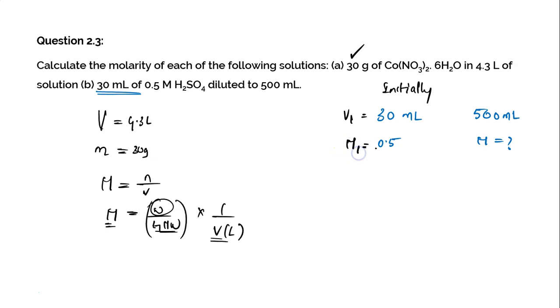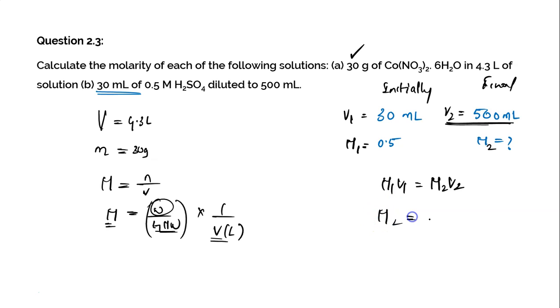And at the same time molarity was 0.5. M1 is 0.5. After some time you made a final solution out of this. You have diluted this to 500 ml. Now the current volume of the solution is 500 ml. You got to calculate M2. There's a simple relation between these terms. M1 V1 is equal to M2 V2.